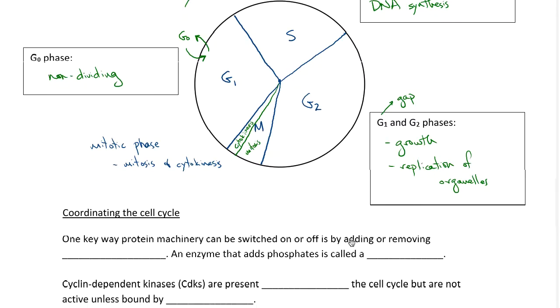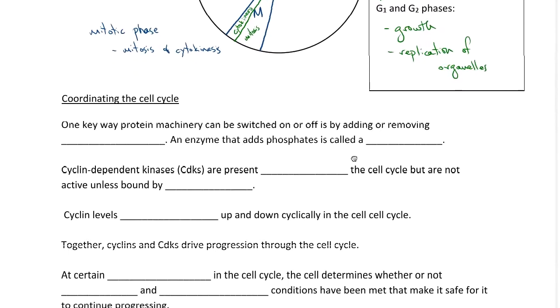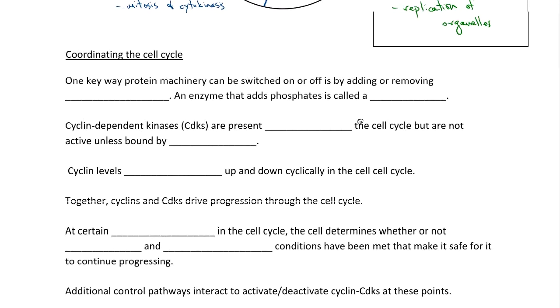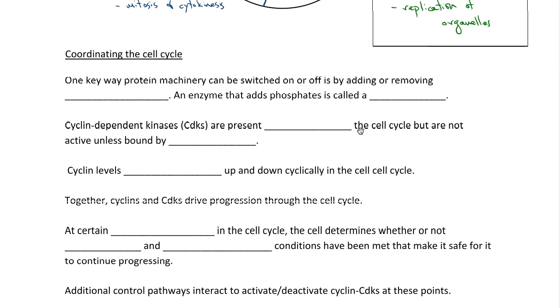Now it's important that a cell's progression through the cell cycle be very carefully controlled to ensure that it's only dividing when it's ready to and healthy and not otherwise, because uncontrolled division leads to disease like cancer. So let's look briefly at one of the ways that it does this. First, a bit of background. One way that protein machinery can be switched on or off is by adding or removing phosphates to the protein. That can activate or deactivate it.